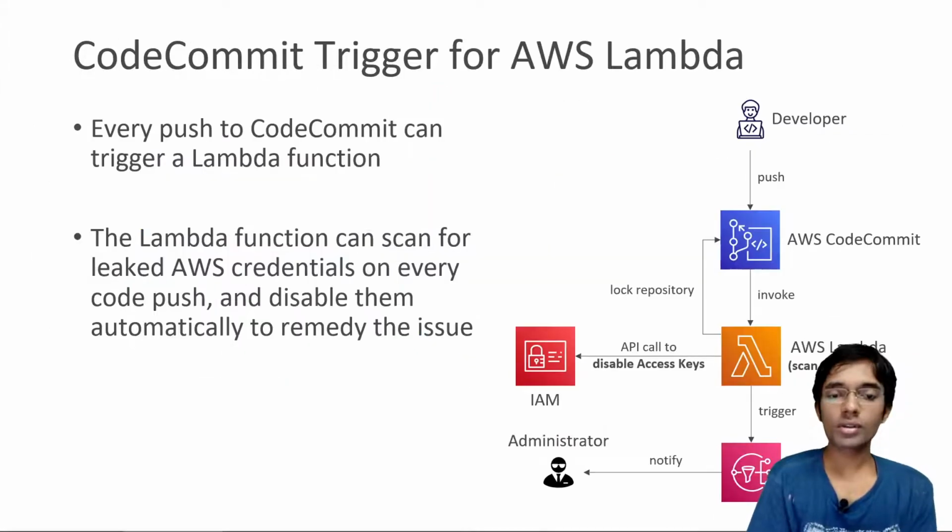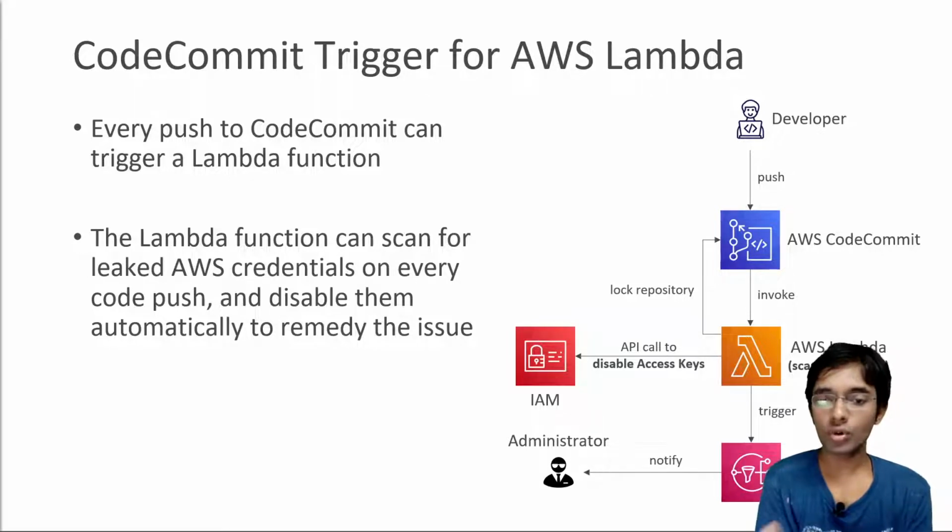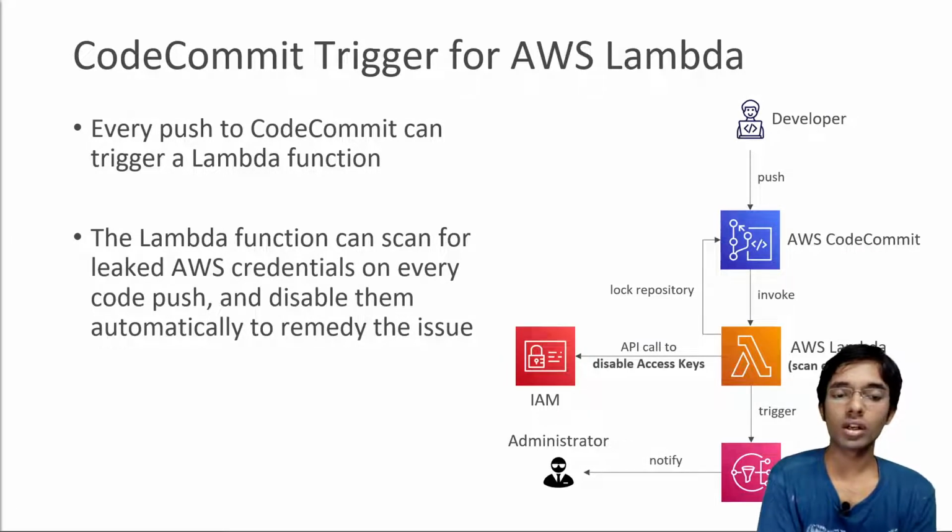Another important architecture is around using Lambda with CodeCommit. So when you push the code into CodeCommit, every commit can trigger a Lambda function, and this function can do a lot of things. But for example here, it can scan for leaked AWS credentials on every code push. Usually AWS has its own native resources that scan the code across repositories globally.